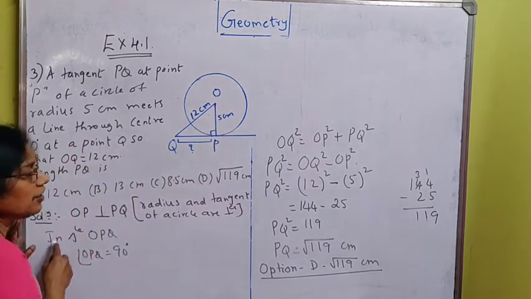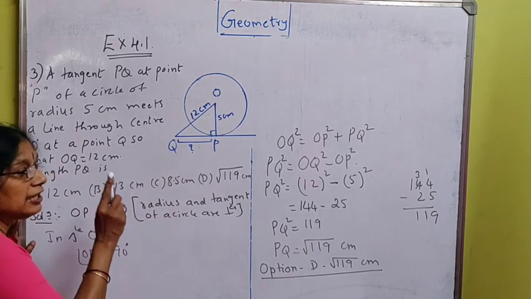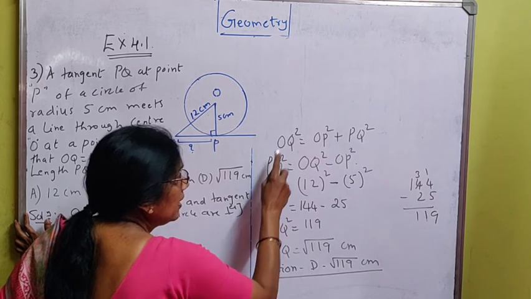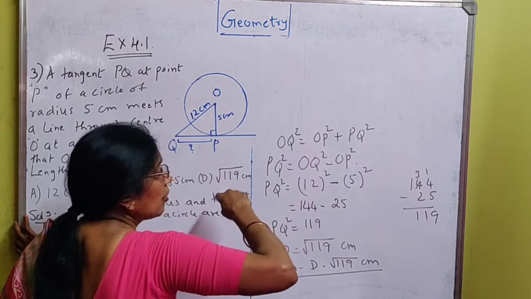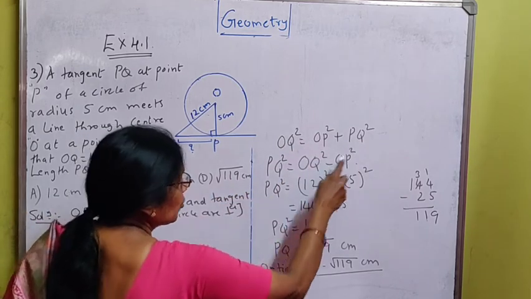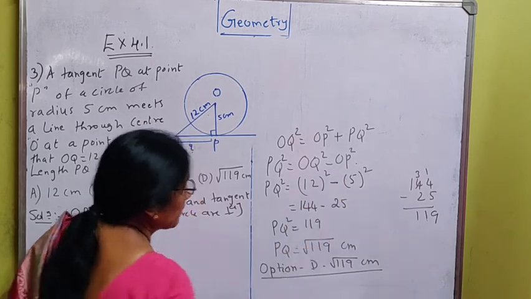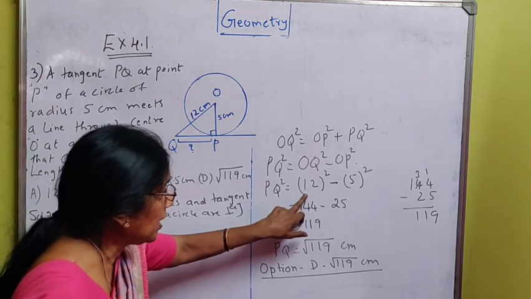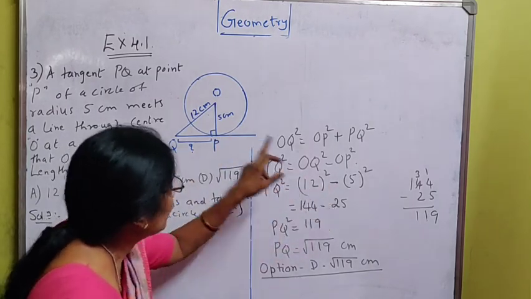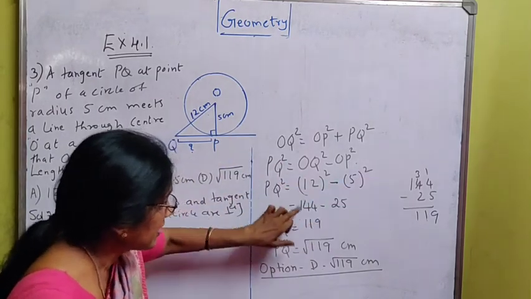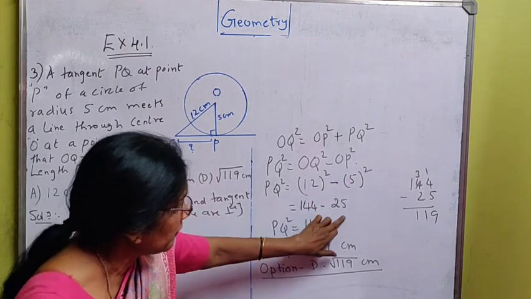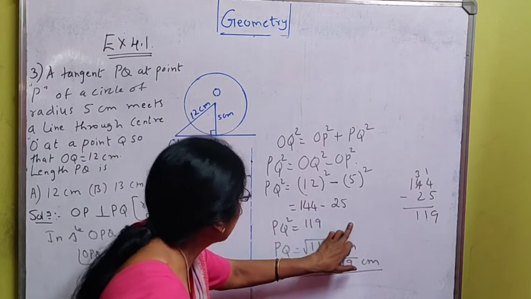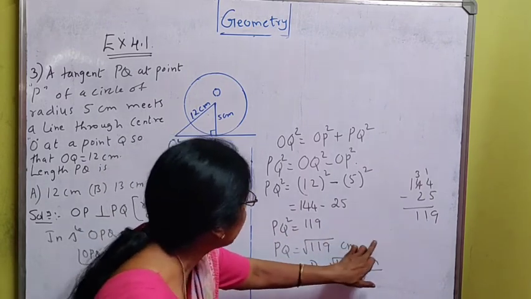You have to find the length of PQ. Options are given, and what option will be right? So I have to find PQ square. OP square will come to the other side, becoming minus OP square. So PQ square is OQ square minus OP square. Now we substitute the values. OQ is 12, so 12 square minus OP, which is 5 square. 12 square is 144, 5 square is 25. If I subtract, I get 119. So PQ square is equal to 119, and PQ is equal to root of 119 centimeter.